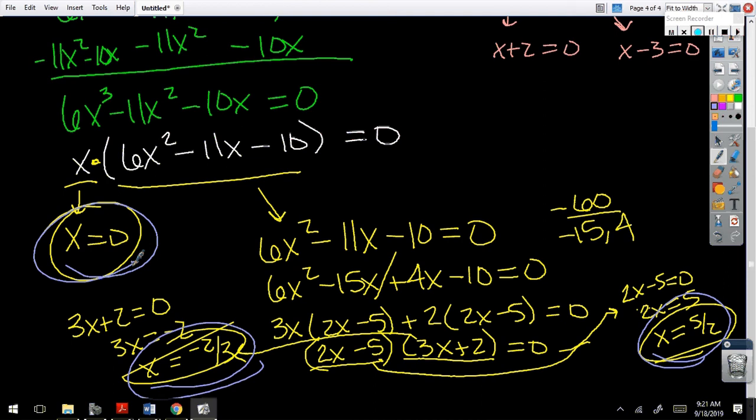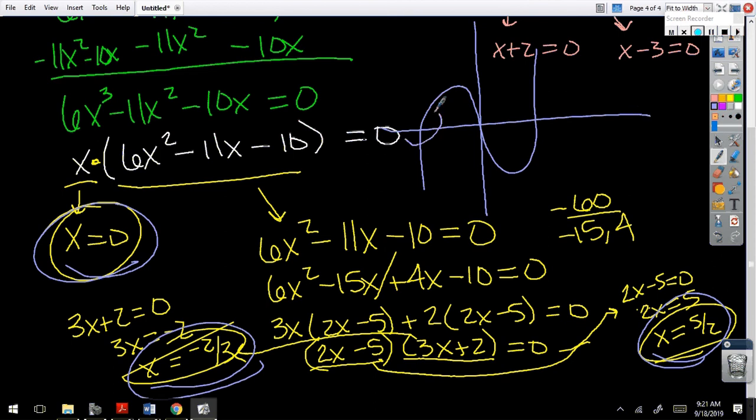You got 3 x values. What do you mean 3 x values? It crosses the x-axis. That's what I wanted you to say. It's crossing the x-axis 1, 2, 3 times. Those are your 3 solutions. Those are called x-intercepts, zeros. That's a cubic. What's the name of it?